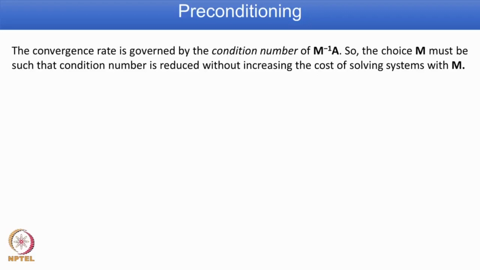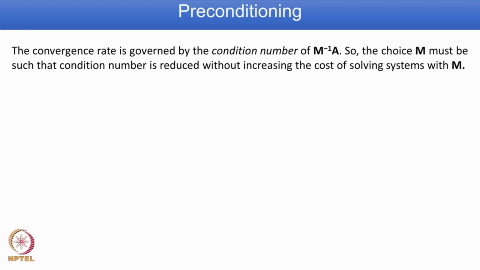A is the original coefficient matrix, and let us use the letter m for the preconditioner. Then we find the inverse of the preconditioner m as m inverse. Then you find the product m inverse A and the condition number for that product matrix. Then the convergence rate is governed by the condition number of the product matrix, that is m inverse A. The choice of m should be such that the condition number is reduced without increasing the cost of solving the system with m.